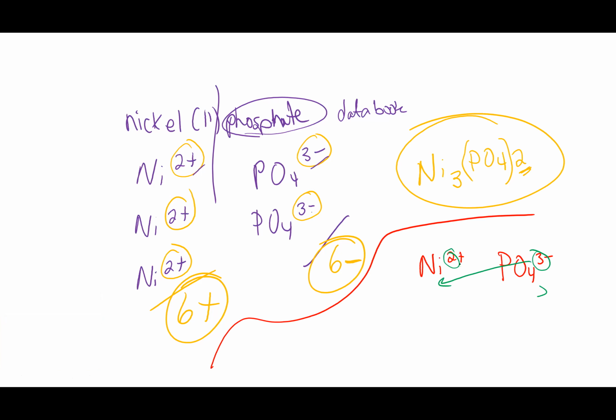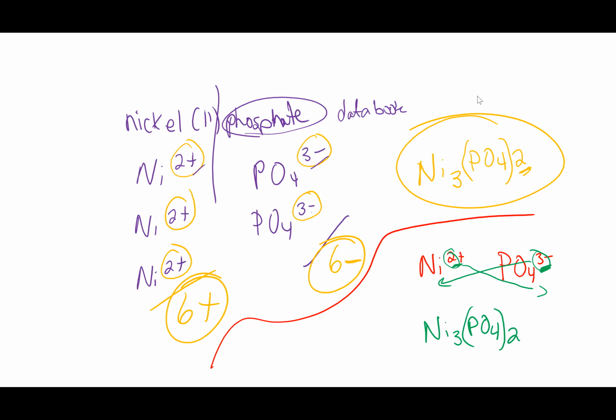I've heard this called the crisscross method. So the 2 from the nickel goes on the bottom of the phosphate, and the 3 on the phosphate goes on the bottom of the nickel. I've seen this used before, called the crisscross method. So you can kind of use whatever one you want. This is a little shortcut.